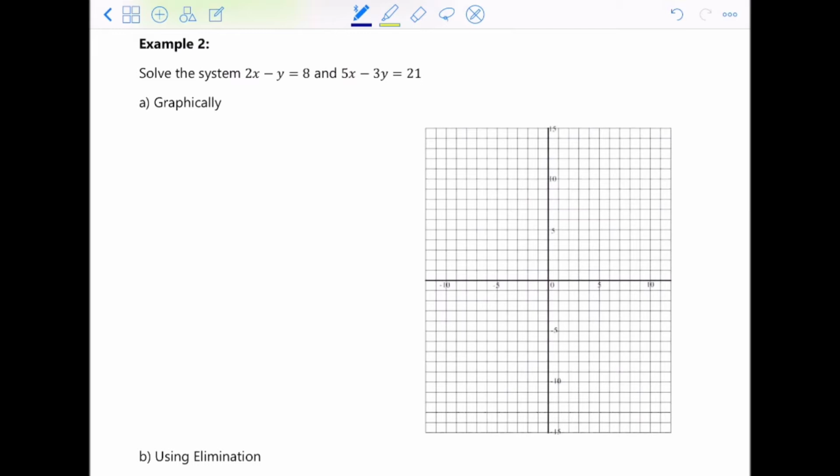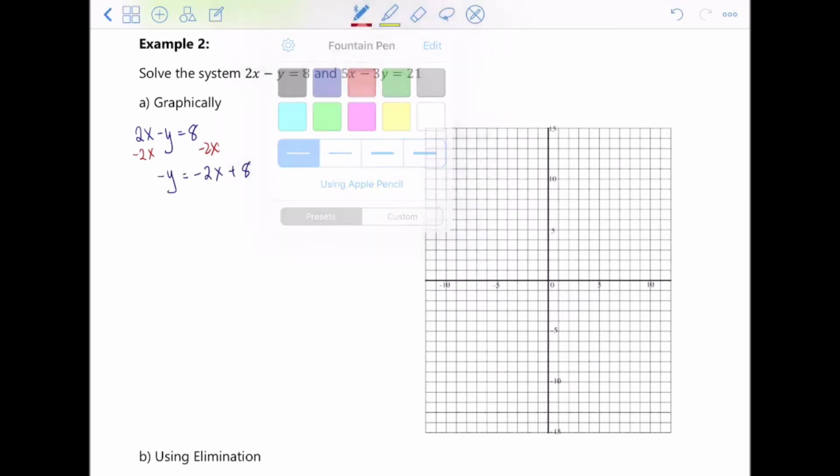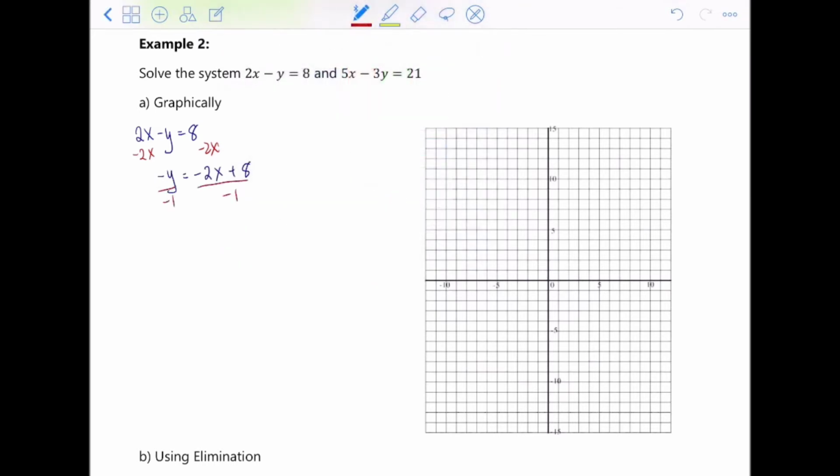Solve the system of two linear equations graphically. So first thing we need to do is rewrite those two equations into slope-intercept form, which is y equals mx plus b form. Let's start with the first equation here. I'm going to isolate y by subtracting 2x from both sides first. So we get negative y equals negative 2x plus 8. And we divide both sides by negative 1. We get y equals 2x minus 8. This is equation 1.